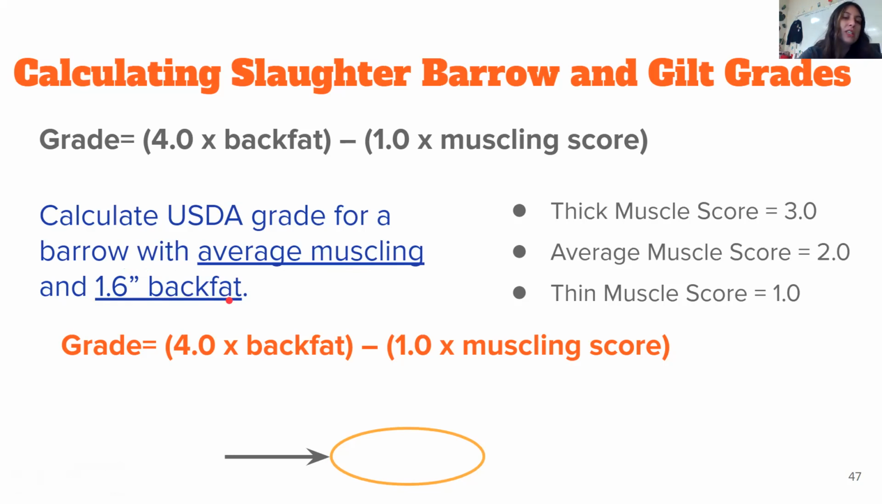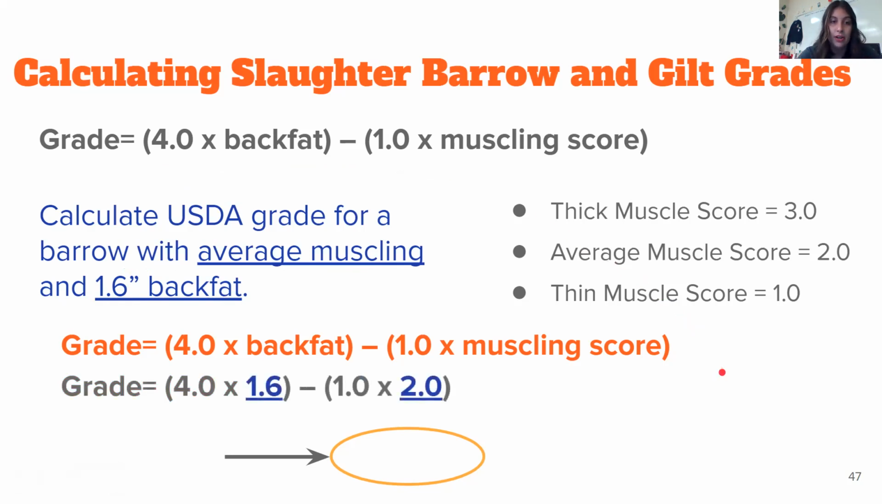So all we do is we take our formula and we start filling everything in. Our back fat gets put in right here. You plug it in. Our muscling score, you ask? Well, we go back to the word problem. It says the pig has average muscling, and average muscling equates to a score of 2.0. So that's why we have this 2.0 here. And then you really do just PEMDAS.